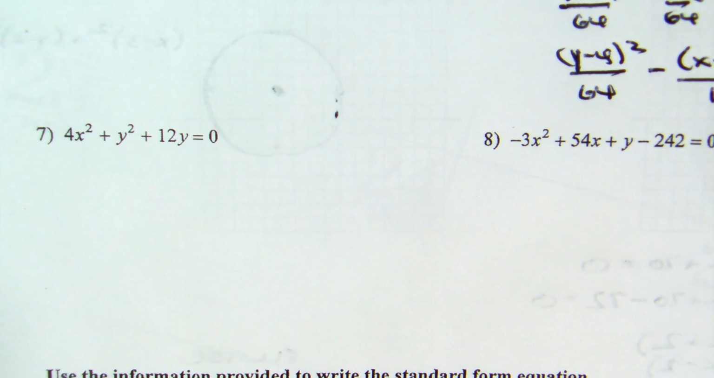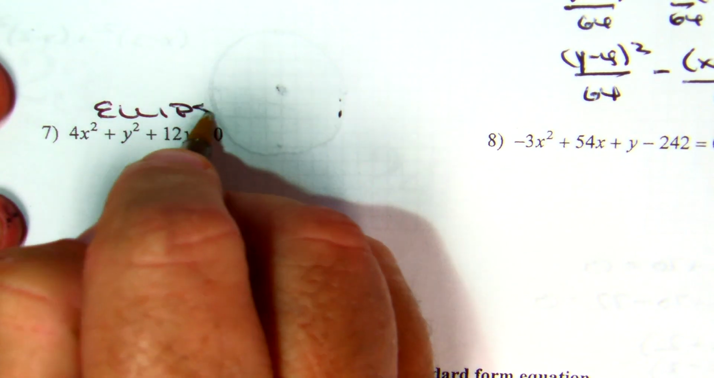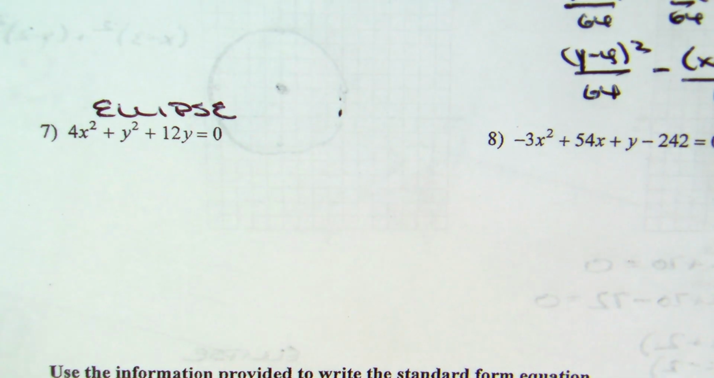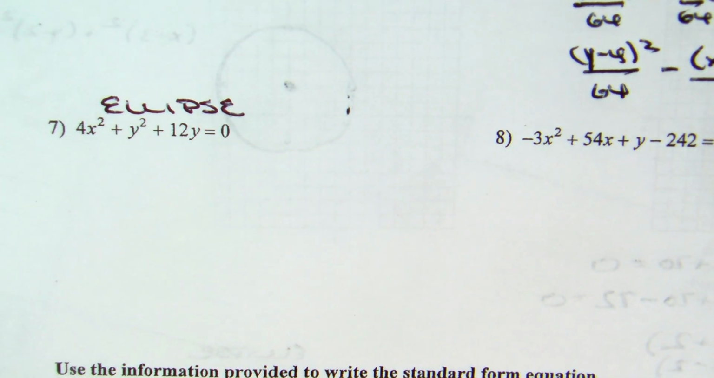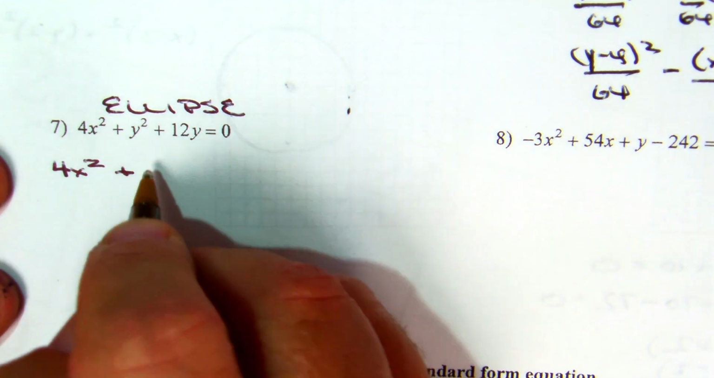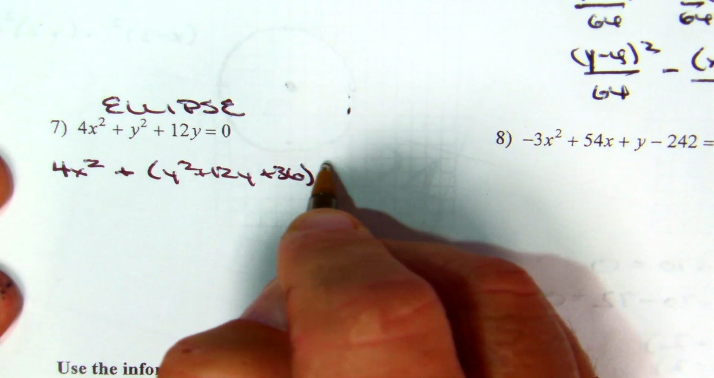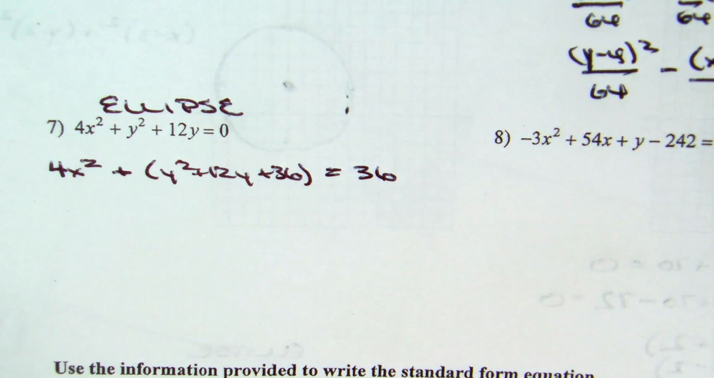Four x squared plus y squared plus 12y equals 0. I got 2 squared with different coefficients. That means I must have an ellipse. Everybody good with that? Because I just have to add the 36 to the y squared since there's no x. And just an x squared.